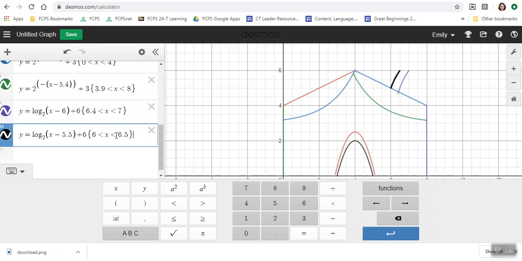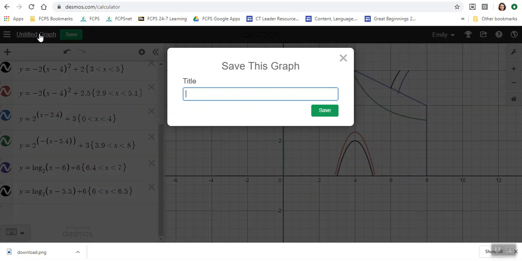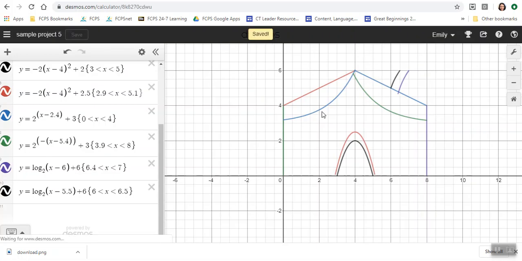Okay. So one thing I should have told you at the very beginning is that you want to make sure you're logged in. So if you're not logged in over here, there'll be a choice to sign in, and you'll sign in with your FCPS Google. And then these do not save by themselves. So you want to give a title to anything that you do. So I'm going to call this sample project. Okay. And you want to save it, and remember you have to keep saving it as you work.